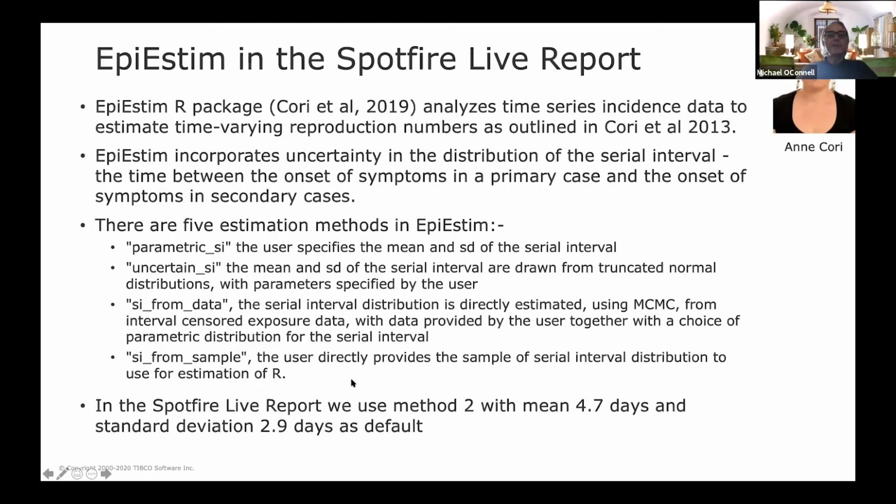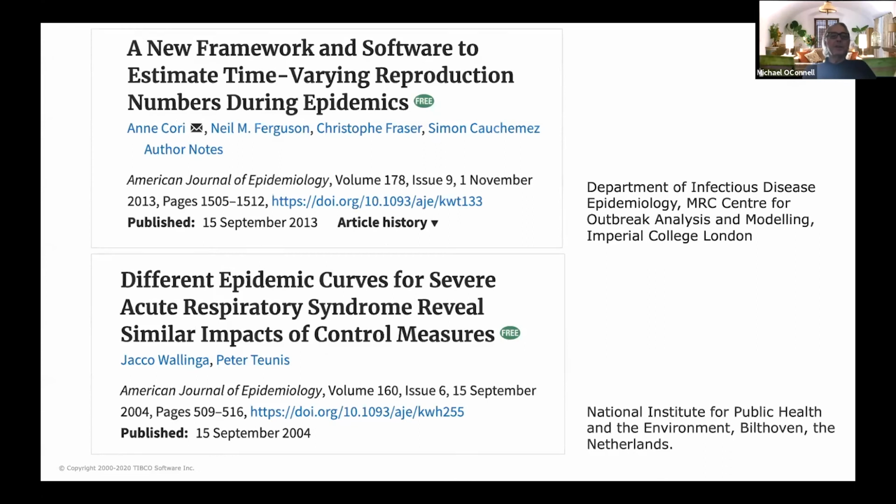There's five different methods in the EpiEstim package for doing the estimation, parametric, and so on. A number of things here. We use method 2, with uncertain serial interval with mean and standard deviation that we've developed based on research done by people like Tim Churches and Sam in the UK. There's a number of folks working on this stuff. The key seminal papers from Anne and colleagues at Imperial College, as well as Jarko and Peter, one of the original papers that we reference.